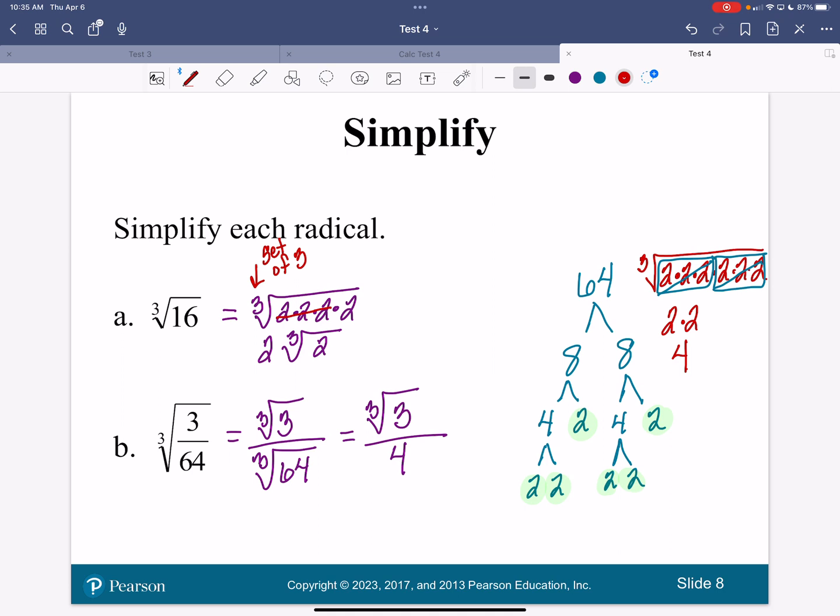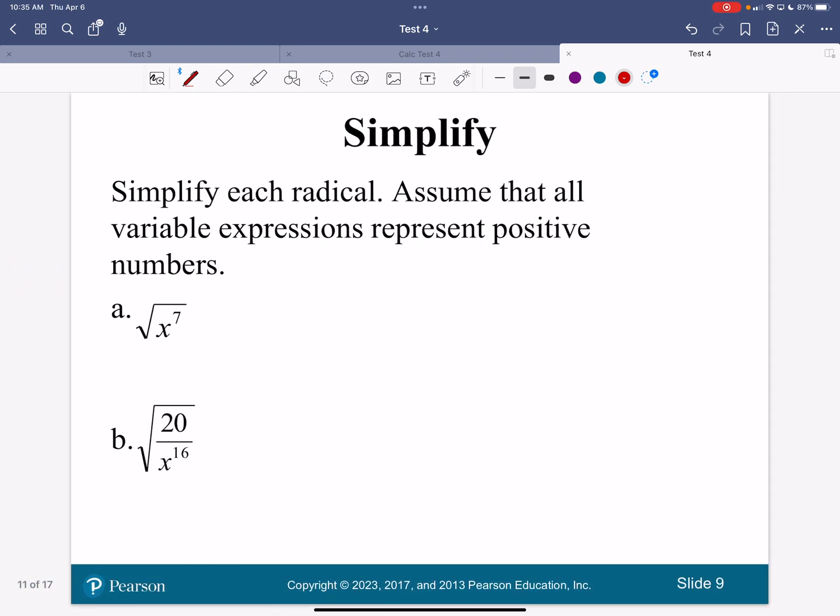Now we're going to bring in our variables. Bringing in our variables. Can I go off this screen? Yep, okay. Okay, so here I've got x to the 7th. There is no number right here. So that means I'm finding the square root.